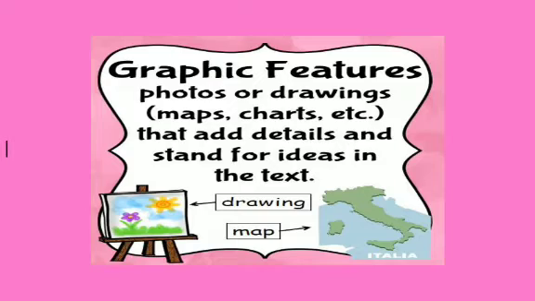We have the first one, graphic features. As I told you before, maybe these are maps, charts, and many others. For example, photos or drawings that add details and stand for ideas in the text. As you can see, in different books or stories, we can find maps. For example, in our social studies book, we always find maps in the lessons, or different drawings in the stories. Okay, so let's continue with the others.